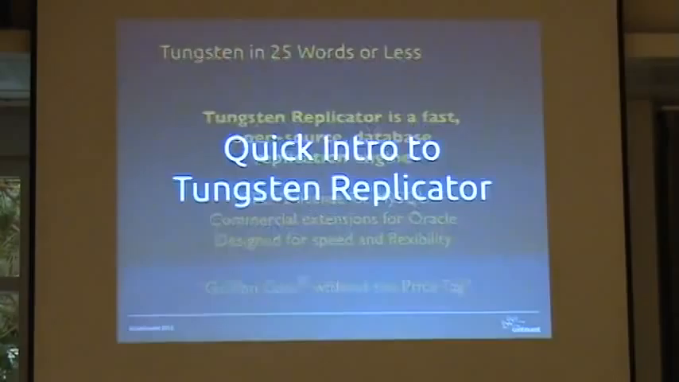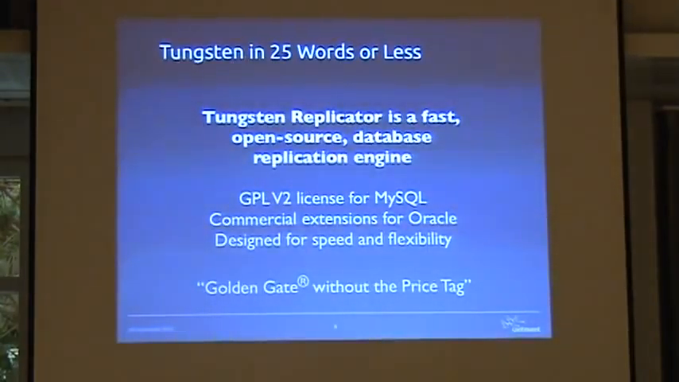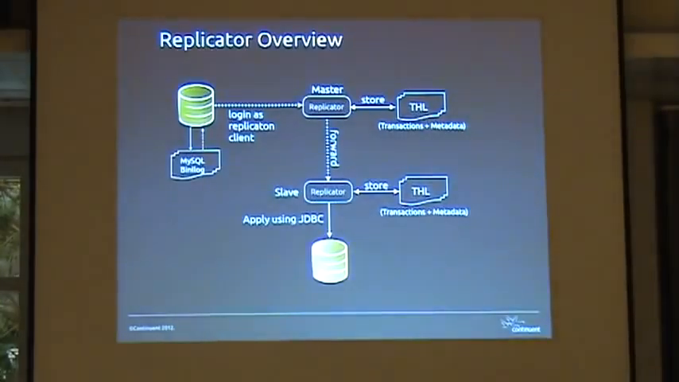Introduction to Tungsten Replicator. It is a fast open source database replication engine, GPL version 2. From the ground up, it was designed for speed, versatility and flexibility. And we tend to call it Golden Gate without the price tag. That's what really attracts people to the heterogeneous replication offering. But it can do a lot more.